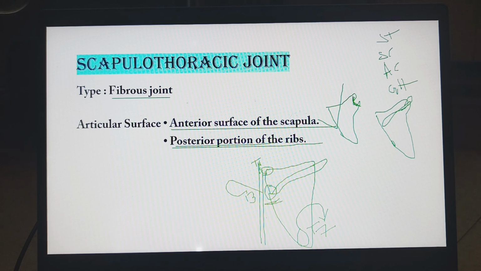So the posterior portion of the ribs. Here we will have no ribs posteriorly. So these are the articular surfaces for the scapulothoracic joint.